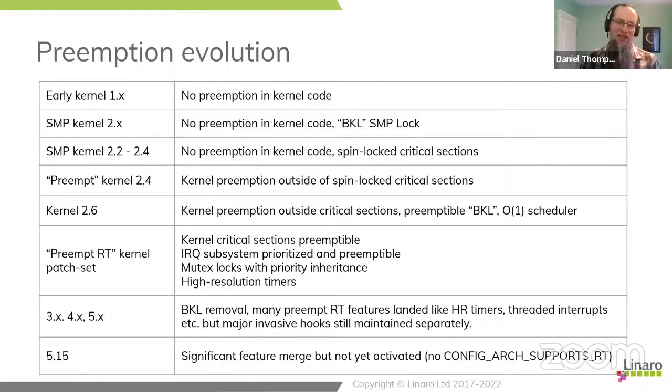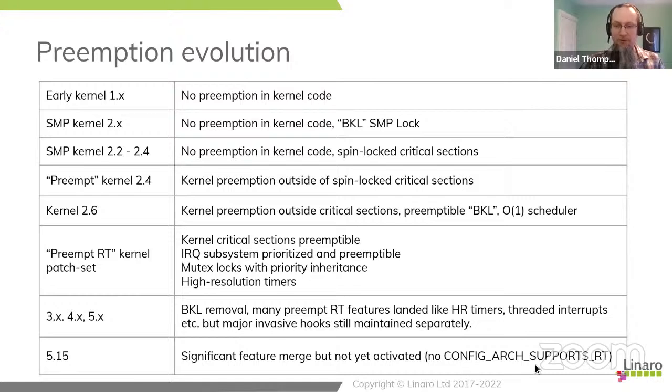But 5.15 has triggered a much more significant interest in Preempt RT, because as it goes mainline, people are going to be expected to support it as opposed to having to think about whether they want to. We're not quite at the point where you have Preempt RT by default. So all the major code to implement kernel critical sections being preemptible, the IRQ subsystem and so on, have been merged, but currently they are not activated.